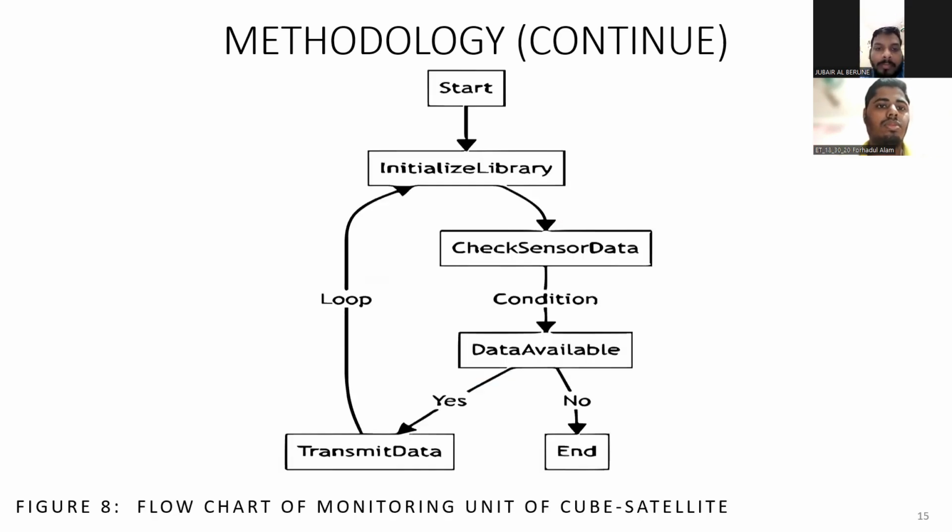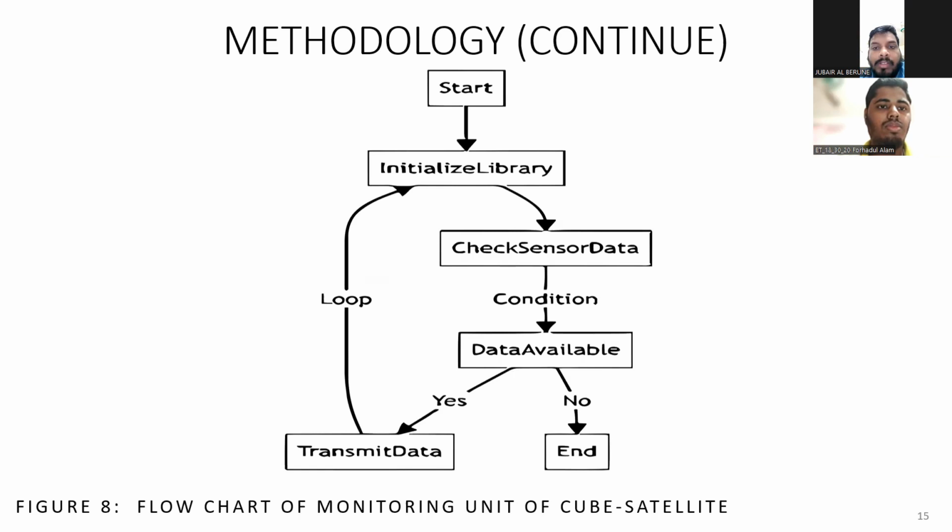Here, the monitoring unit flowchart begins with the library initialization and checks the sensor data from the voltage, current, pressure, and temperature sensors. It then conditionally transmits available data or enters a delay state. The system continuously loops back to initializing the library, ensuring repeated data collection and transmission.